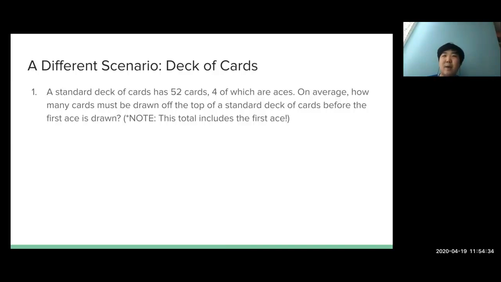That's not what's happening. Instead, we're taking the card and looking at it. If it's not an ace, we're setting it aside, and then we're taking a look at the next card, and the next card. What that means is that this is sampling without replacement, which means it's basically not a binomial distribution at all. So how on earth do we go about solving this?